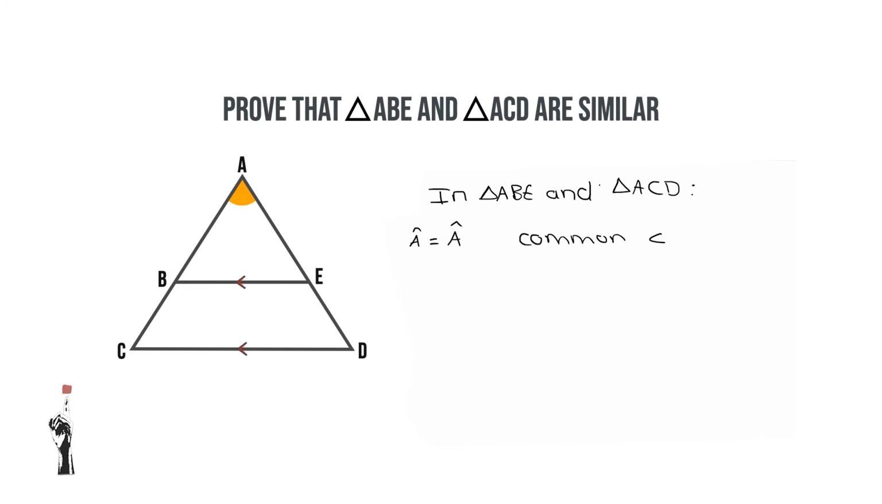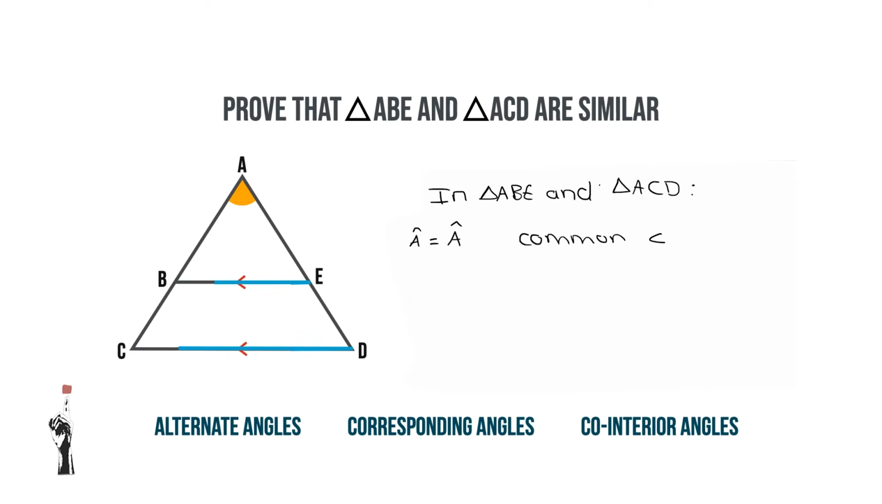Furthermore, I see that my lines are parallel. Line BE is parallel to line CD. The moment I have parallel lines, I know that I have 3 options. Either alternate angles, or corresponding angles, or co-interior angles. I clearly see an F. Therefore, I can see that angle ABE will be exactly the same size as angle ACD. So I write angle ABE is equal to angle ACD with my reason corresponding angles.